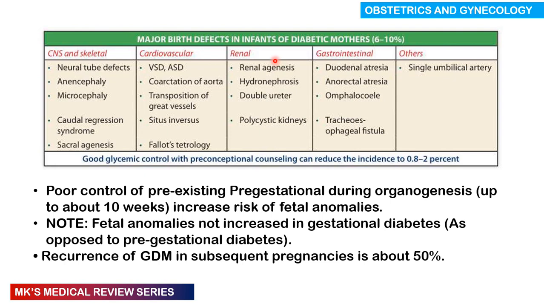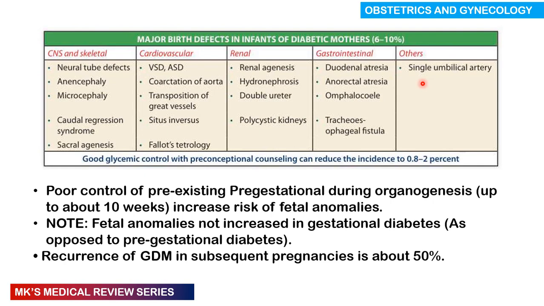In the renal system, you may have renal agenesis, hydronephrosis, double ureters, and polycystic kidneys. Then you may also have a single umbilical cord artery. It's very important that you check the umbilical cord to see if they have the two arteries and the vein. Then good glycemic control in preconception counseling actually reduces the incidence of the risk by 0.8 to 2%.